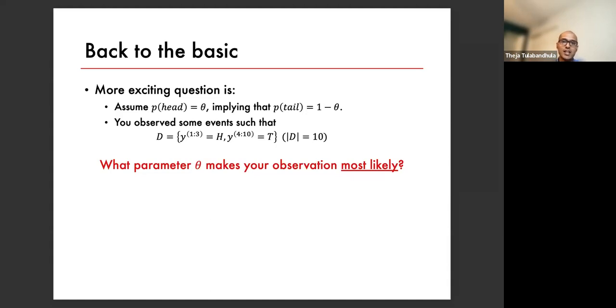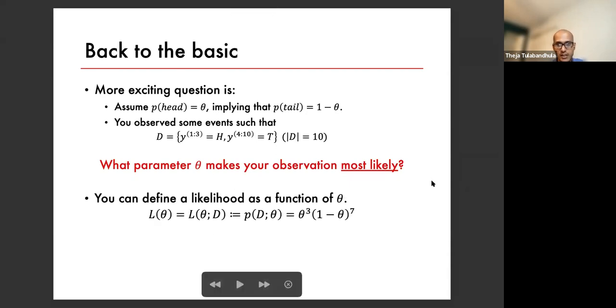Statistics is all about, given data, estimating something about the underlying probability distributions. So we want to find out what parameter theta makes our observation of these heads and tails most likely. The way we do it is to define, for any theta, can I quantify the likelihood of the data that I observe for any theta?